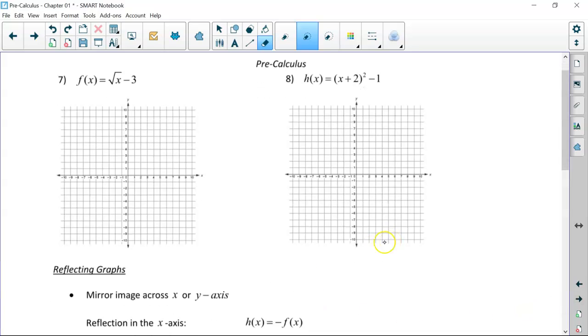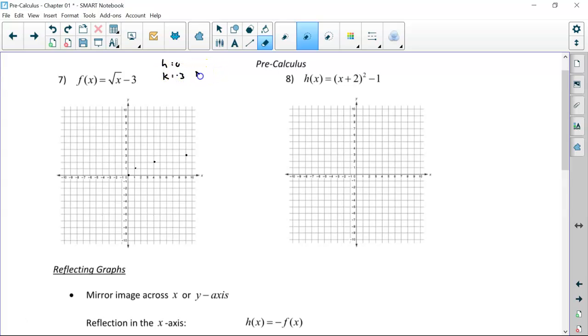Number 7, the square root function. So our anchor points for a square root function are (0, 0), (1, 1), (4, 2), and (9, 3). Now, h is 0. There's nothing in the grouping symbols, and k is -3.